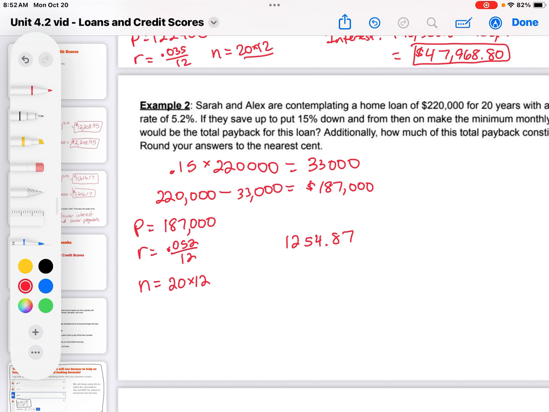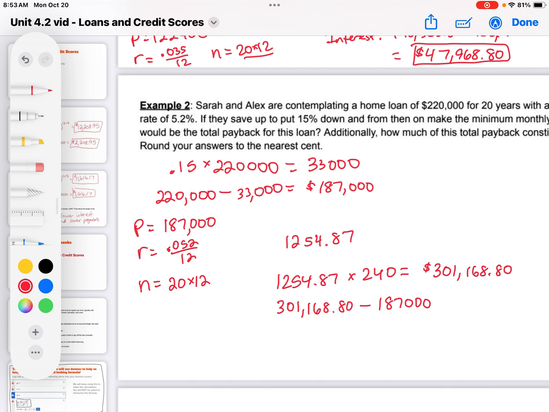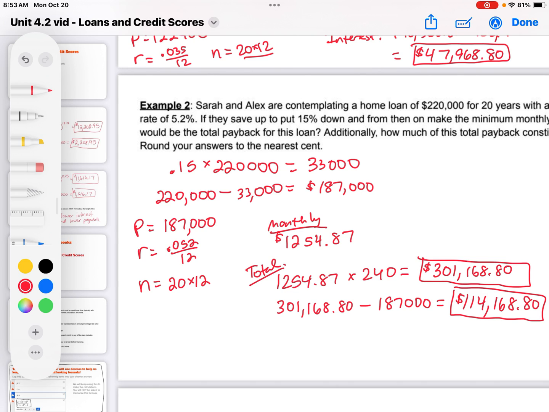Now we need to know how much we pay back total, so we take that 1254.87 and multiply it by 240. That gives me $301,168. That's how much we pay total. How much of that is interest? Well, you take that amount and subtract off what you financed, which was the $187,000. And you ended up paying $114,168.80. Okay, so let's label what these things were. This is monthly. This is total. This is interest.